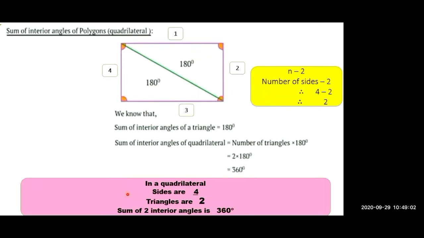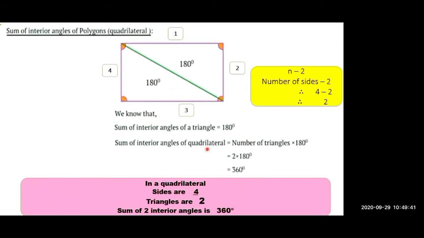Now we move to sum of interior angles of polygons. Our first polygon is quadrilateral. So children, we all know that sum of interior angles of a triangle equals to 180 degrees. Yes, 180 degrees one triangle, second triangle is also 180 degrees. So what is the sum of interior angles of quadrilateral?